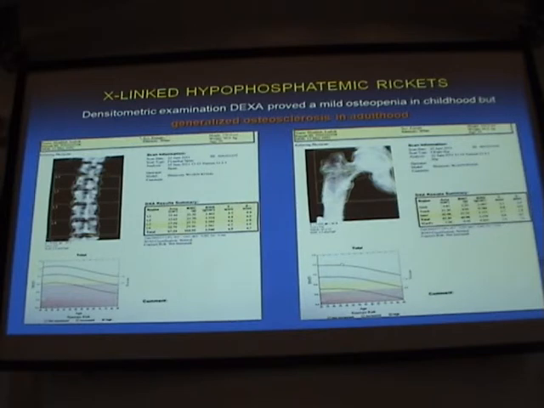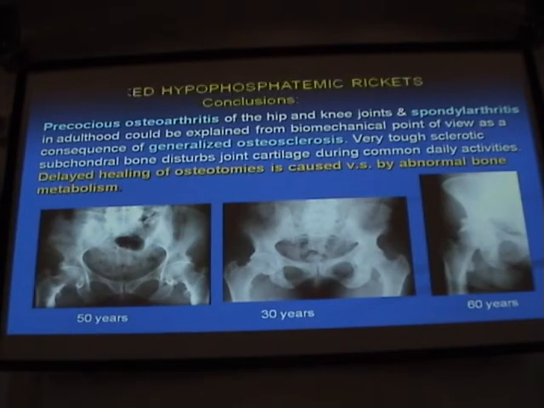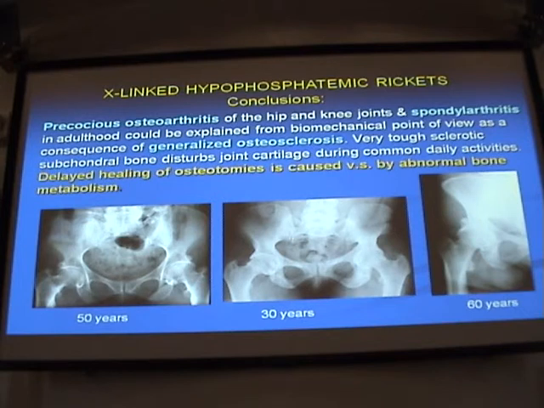in adults we usually prove so-called osteosclerosis. In these patients, T-score in lumbar spine is 4.5, and in region of proximal femur is 1.0 plus. Precocious osteoarthritis of the hip and knee joints and spondyloarthritis in adulthood could be explained from a biomechanical point of view as a consequence of generalized osteosclerosis. Very tough sclerotic subchondral bone disturbs joint cartilage during common daily activities.